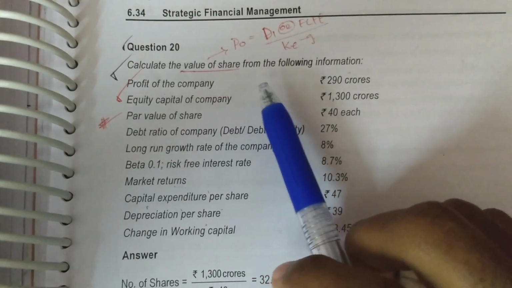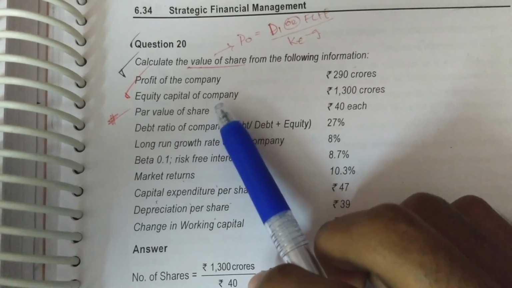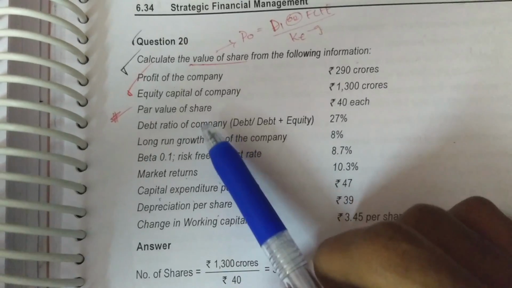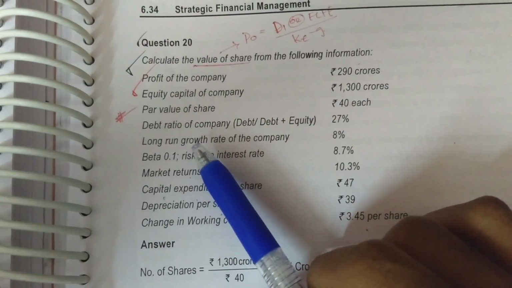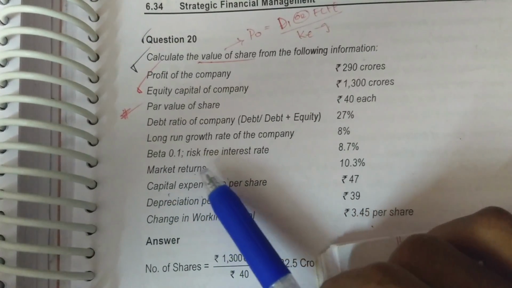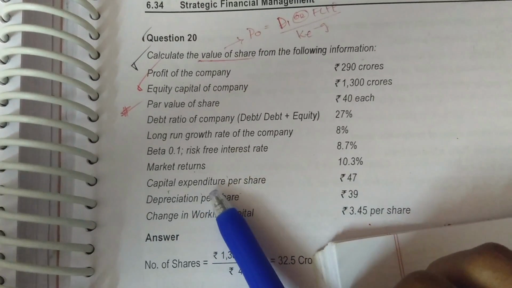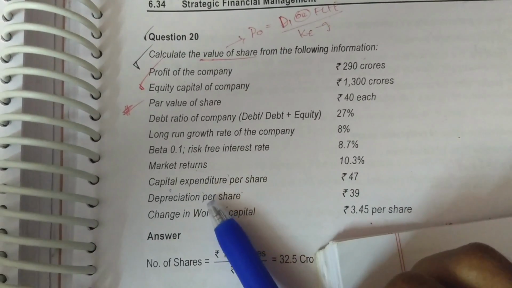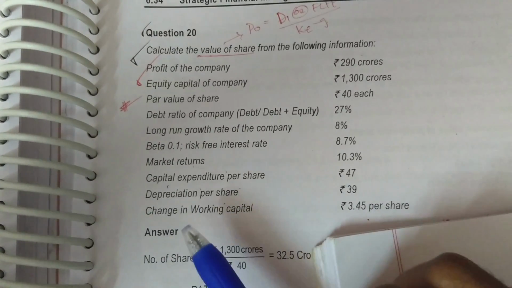Calculate the value of share from the following information. We have the profit of the company, equity capital for the company, par value of share, debt ratio of the company, which is debt divided by debt plus equity, a long run growth rate, that is the growth of the company, beta at 0.1, risk free interest rate at 8.7, market return, capital expenditure per share, depreciation per share, change in working capital. So this is the question.